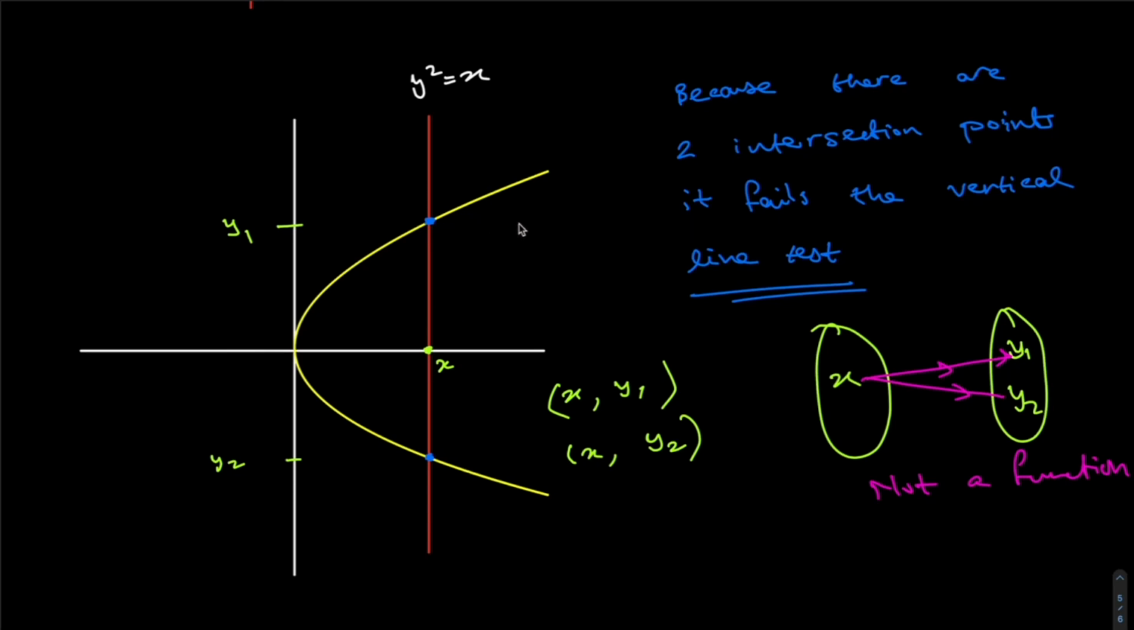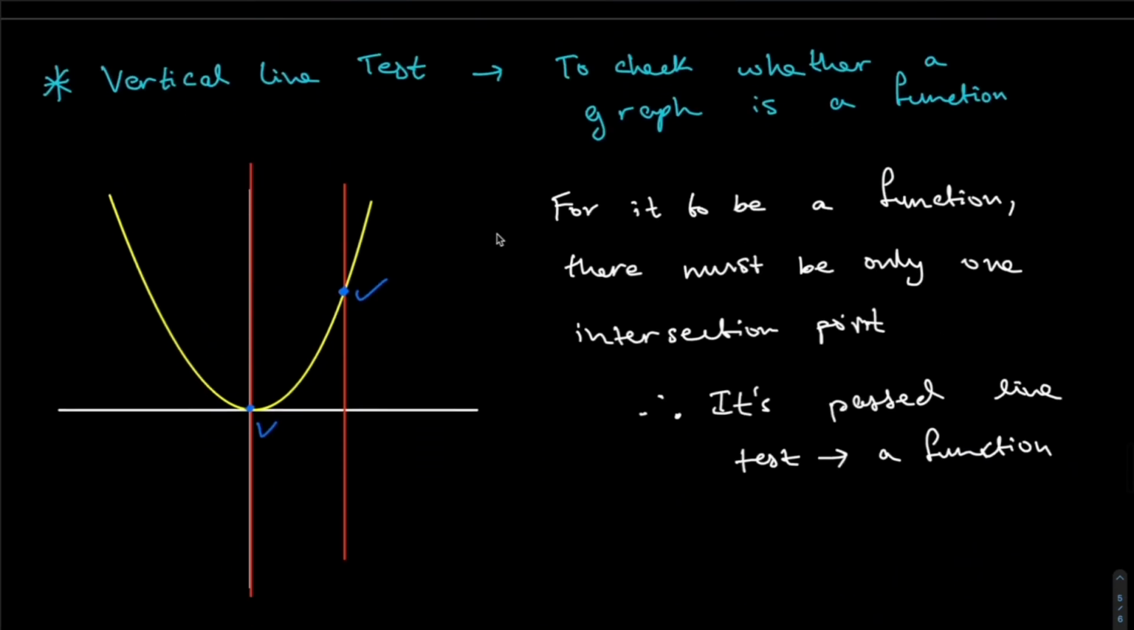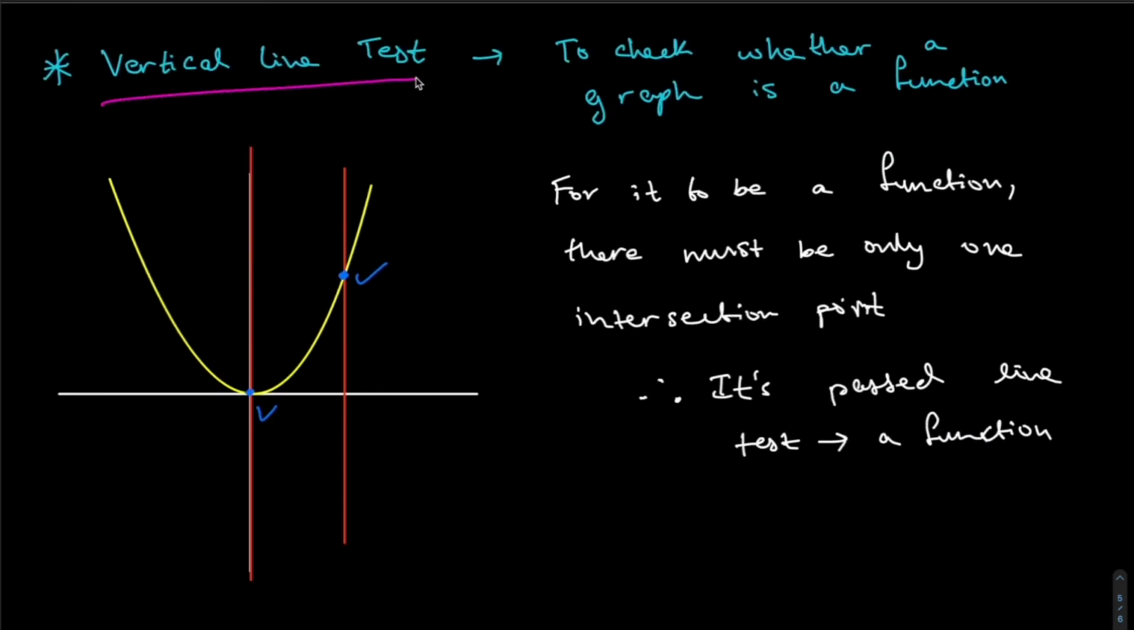So this is how you can determine whether a curve or a graph is a function or not, through the vertical line test. There's also another thing called the horizontal line test, but that comes in later, and it's much different.